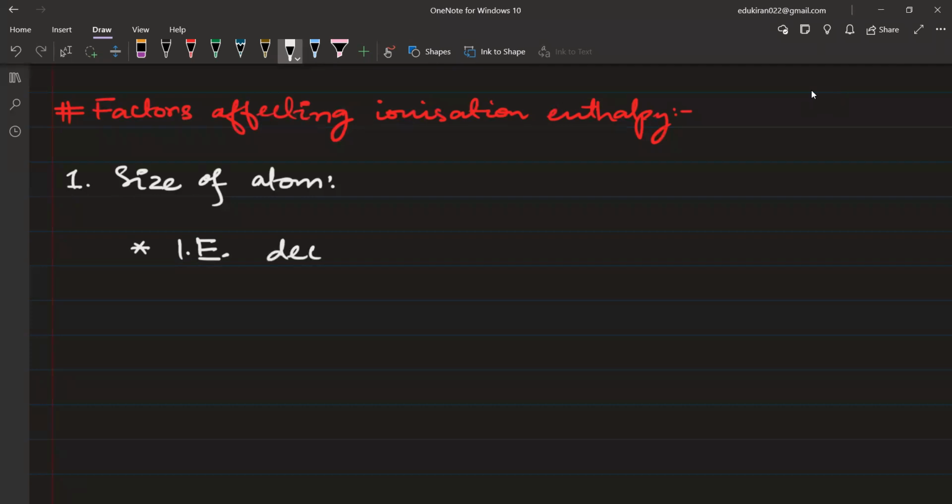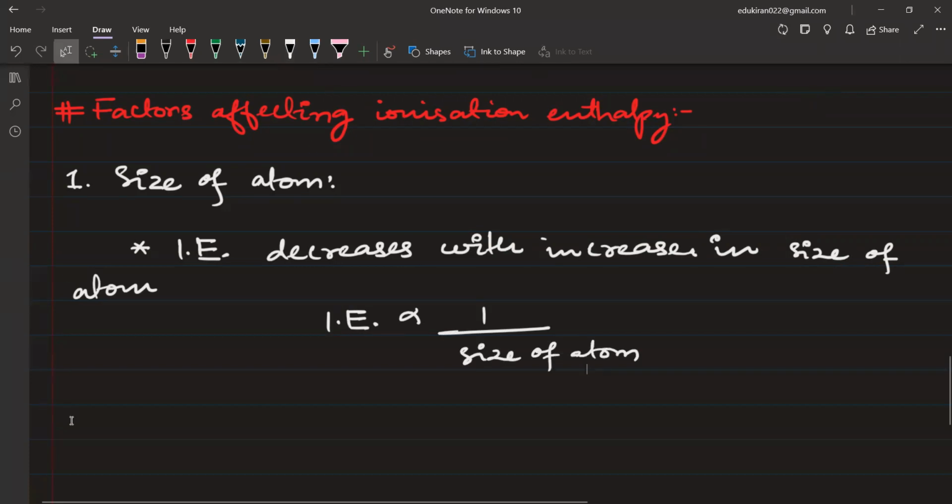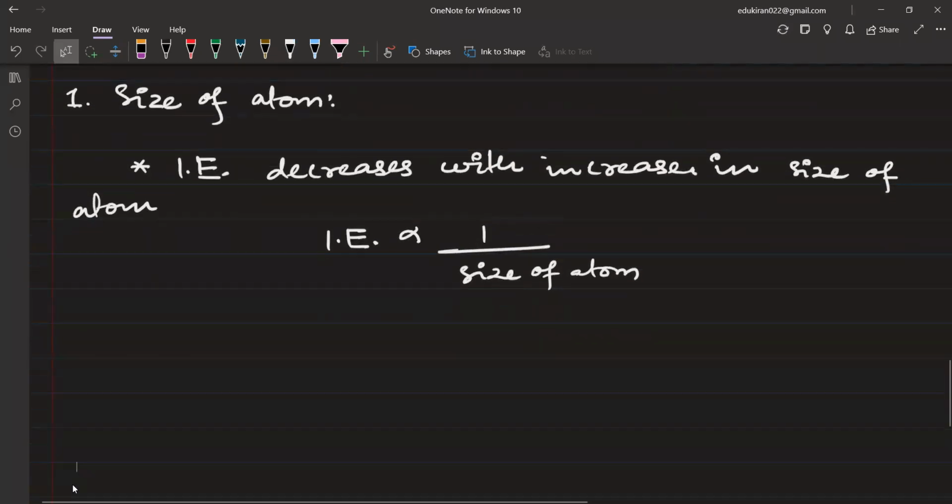So please write: ionization enthalpy decreases with increase in size of atom. Also, those who are more okay with this proportionality sign, it is inversely proportional to the size of atom.